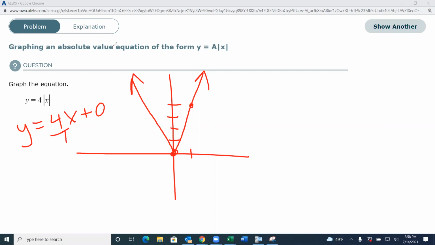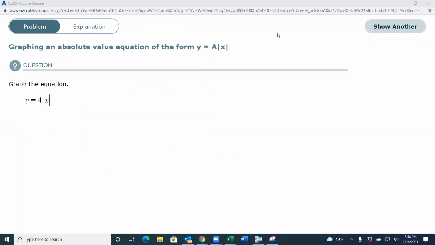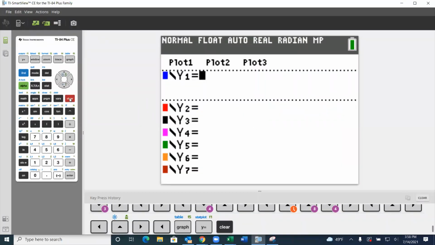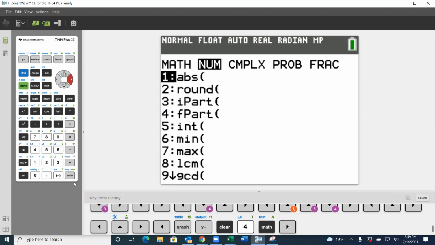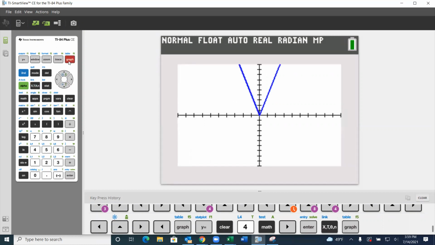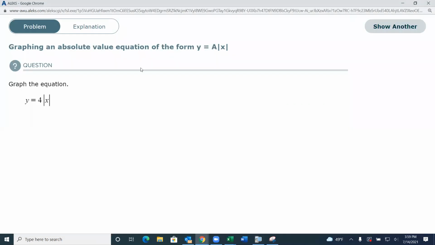Let's take a look at that on the calculator. I wanted to do the last one there, but I forgot to do it. So 4 times the absolute value of x. Let's clear this out. I'm going to go to y equals and clear out the last stuff. Then I'll go 4, and for absolute value, that's math, right, enter, and then I'll stick in the x. And when I go to graph, that's what we got a moment ago. Isn't that special? And anyway, that's kind of how we do it.